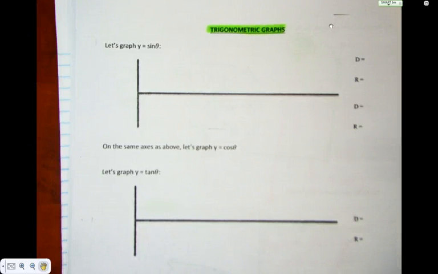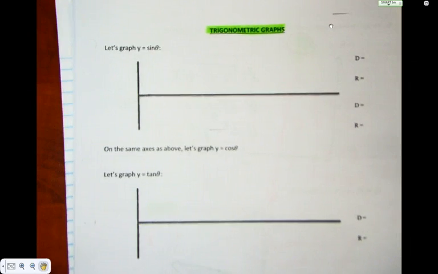Goes from pi to 2 pi? 0 to 2 pi, right? So 0 all the way back around to 2 pi. What else do you know?